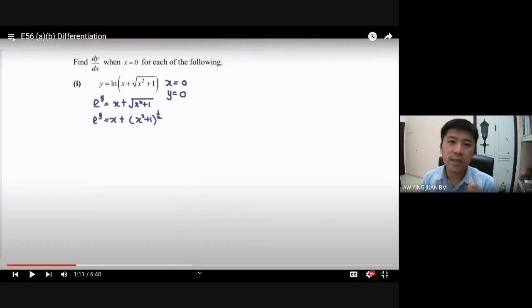Baru saya mula differentiate. Let us differentiate the situation with respect to x. Differentiate e to the power of y, and we will have e to the power of y. Differentiate the power y, we will have dy dx equals to, differentiate the x, we will have 1. Differentiate the square root of x squared plus 1, we will have 1 over 2 bracket x squared plus 1 power of negative 1 over 2. Multiply with the differentiation x squared plus 1, and we will have 2x. Simplify the situation. E to the power of y bracket dy dx equals to 1 plus with x over square root of x squared plus 1.